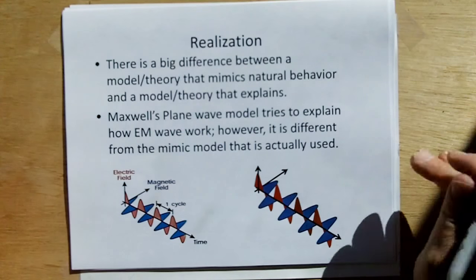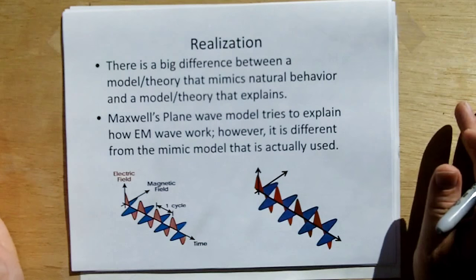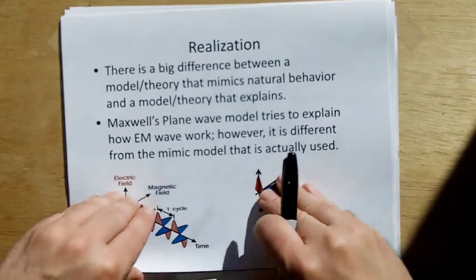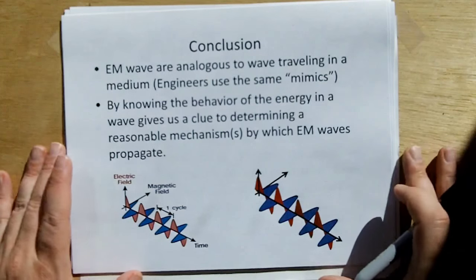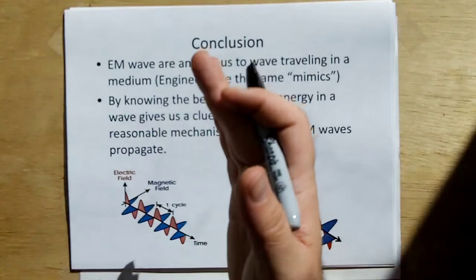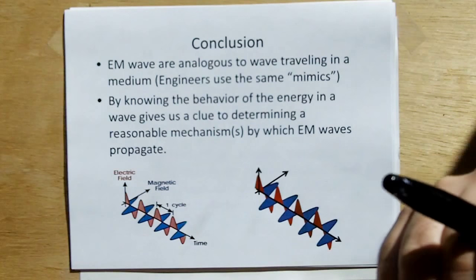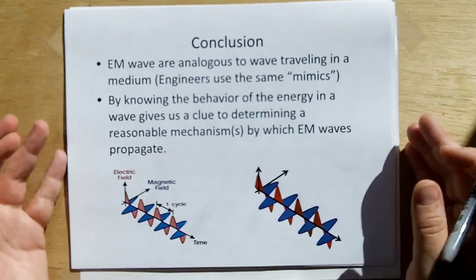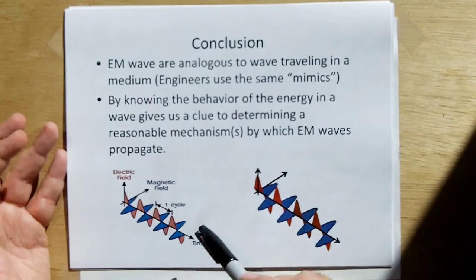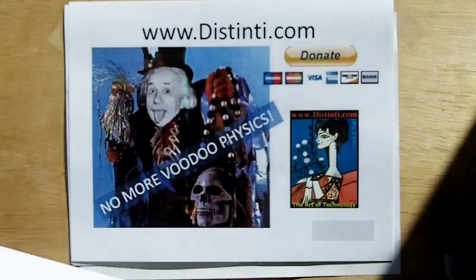Okay, so there's a big difference between a model and theory that mimics natural behavior and a model and theory that explains it. Maxwell's plane wave model tries to explain how electromagnetic waves work. However, it's different from the mimic model that we actually use, which is what I just explained previously. Okay, so electromagnetic waves are analogous to waves traveling in a medium. In other words, we use the same mimic, the same e to the j theta, for water waves, sound waves, and electromagnetic waves. Knowing the behavior of the energy in a wave gives us a clue to determining the reasonable mechanism by which electromagnetic waves propagate. This is the mimic that works. This is different from this. This is what we're going to use, not this, to back out the true nature of electromagnetic wave propagation.